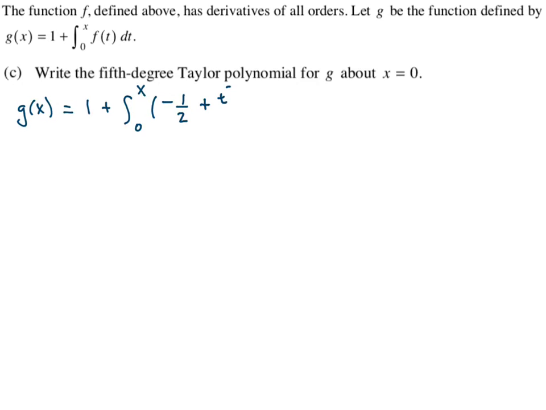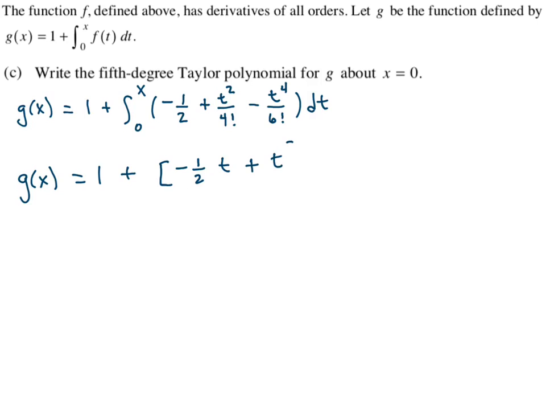So I'm going to bring in that polynomial from the last part, negative 1/2, plus that t squared over 4 factorial minus t to the 4th over 6 factorial, and I can just anti-derive that. I can just power rule that. So for my g of x, the 1 plus stays the same, and then this is the power rule for each individual term on the inside. So the 1/2 gets a linear function, or 1/2 t, and then I bump up the other powers by 1 and divide by their new powers, and then of course I'm going from 0 to x on my bound.